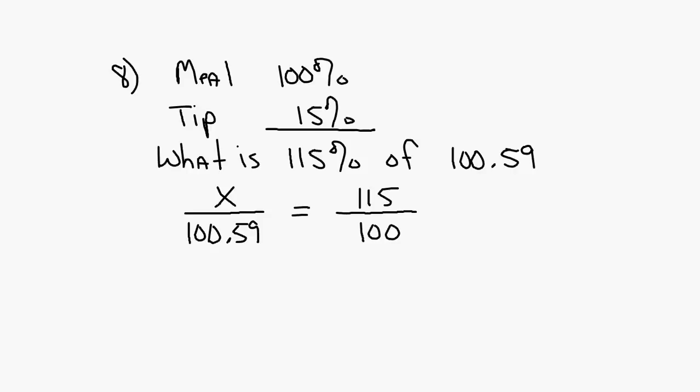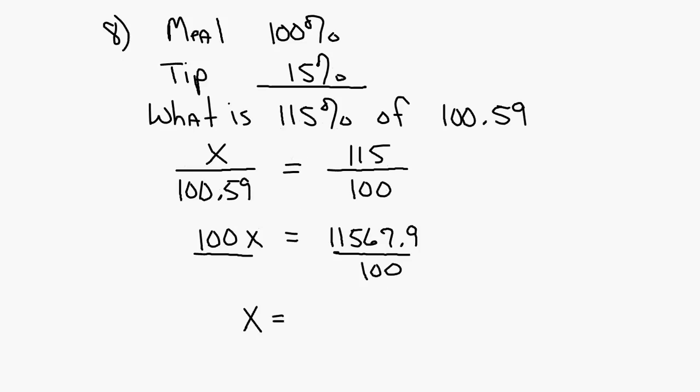So when you crisscross multiply, 100x equals 100.59 times 115, which is 11,567.85. And then you'll divide both sides by 100. So your x, or the cost of the meal including the tip, is $115.68.